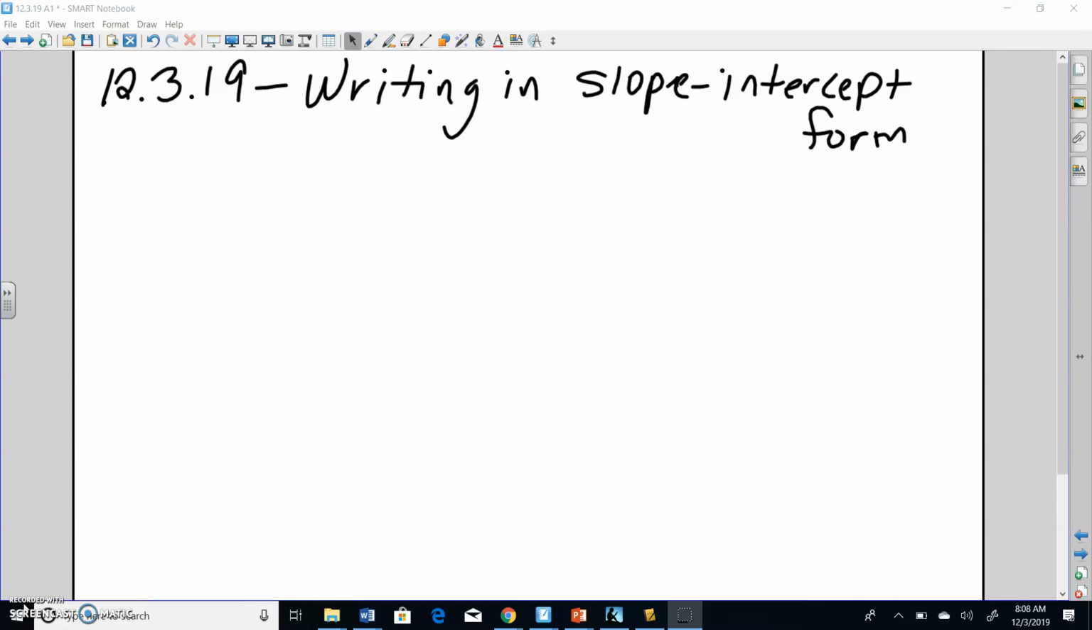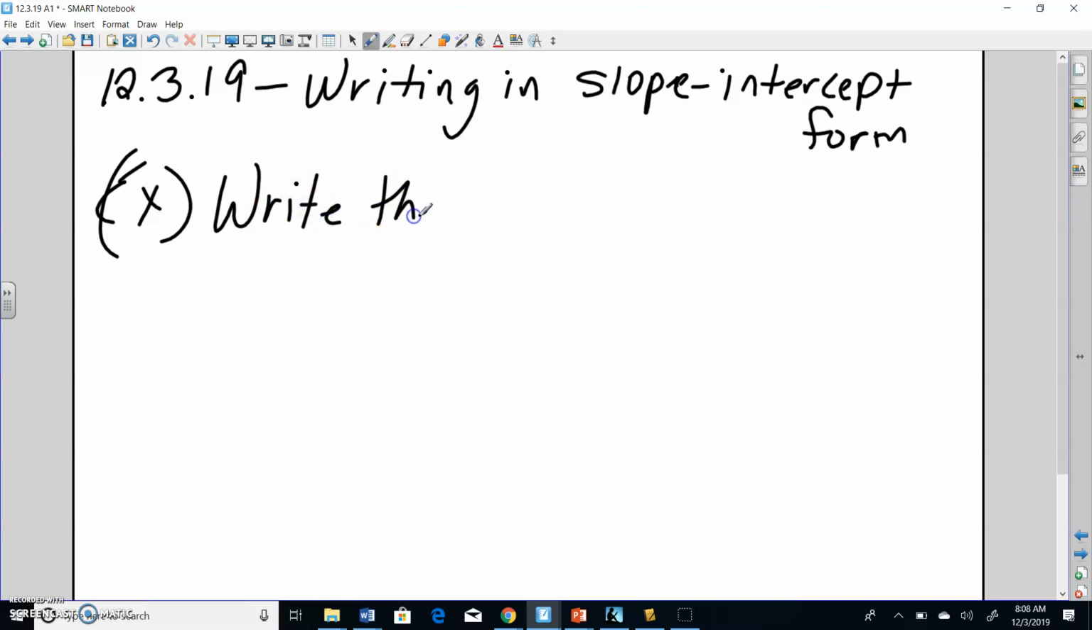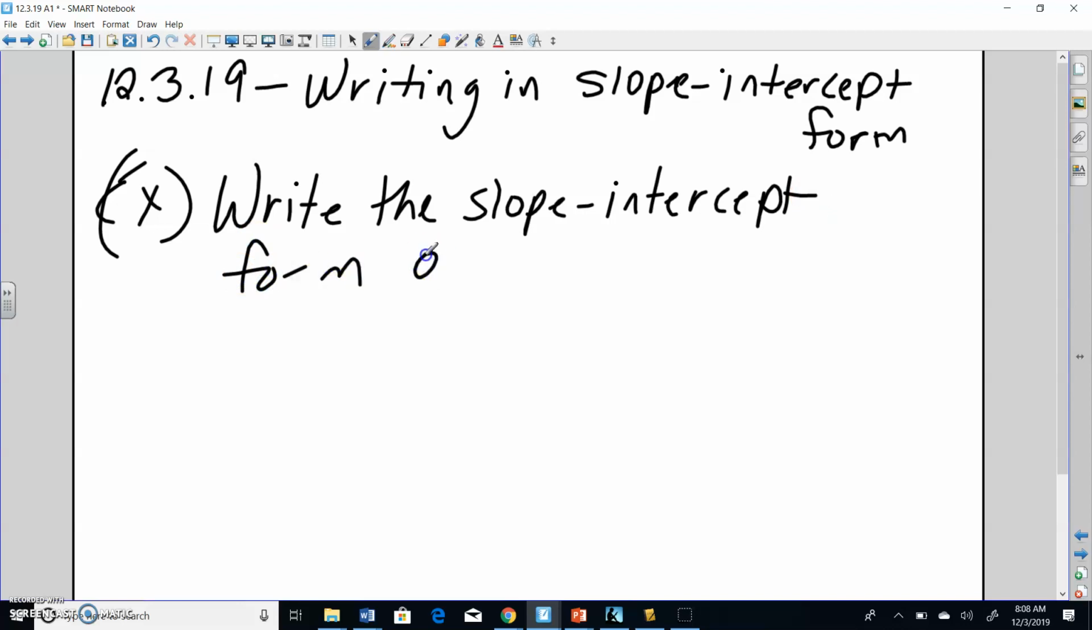So let's, on all of these, write the slope-intercept form of each.